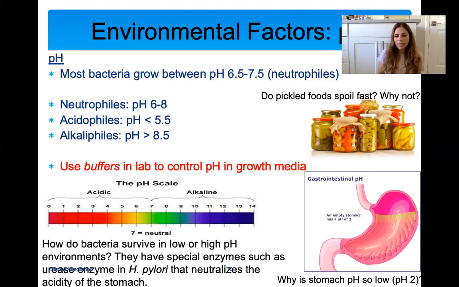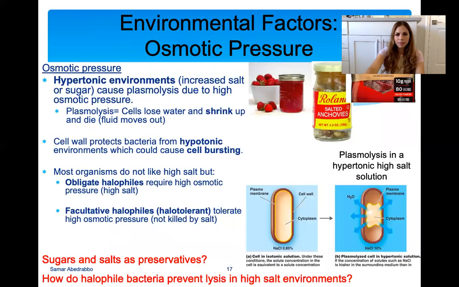So an example, H. pylori. H. pylori is a bacteria that causes stomach infections, different types of stomach infections. And the reason why it can survive in the stomach that is very acidic is because the bacteria produces an enzyme called urease, and urease neutralizes the environment around it so that it brings the pH back a little bit higher, so it's not as acidic, because the low pH, the acidity, would generally kill bacteria.